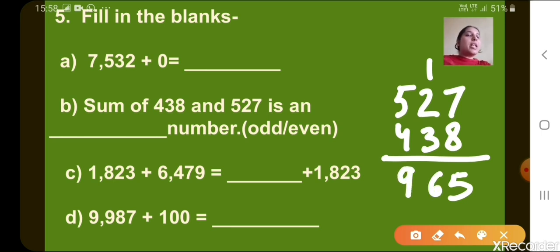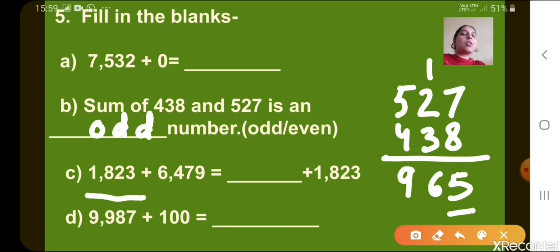Now, is it an odd number or an even number? So look at the digit at the ones place, which is 5. So 5 is, which number is it? Is it even or is it odd? Yes, it's an odd number. So what will be the sum obtained here? It's an odd number. Okay. Now look at question number C.